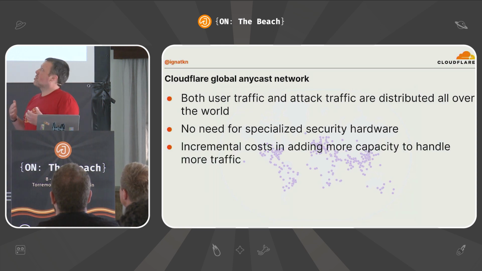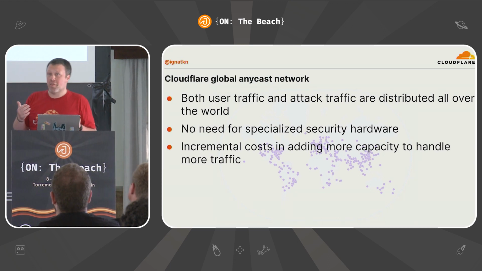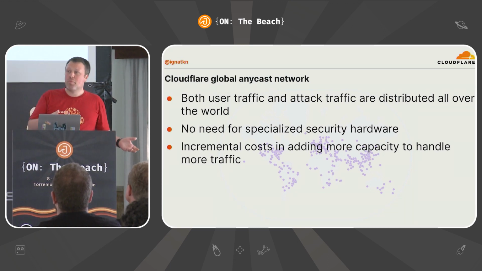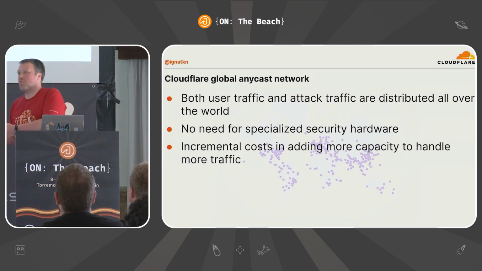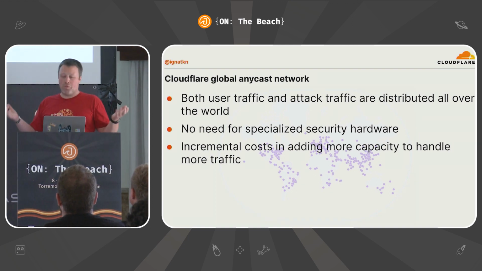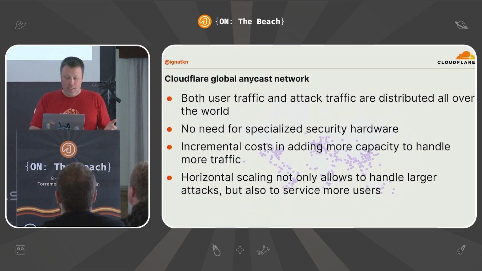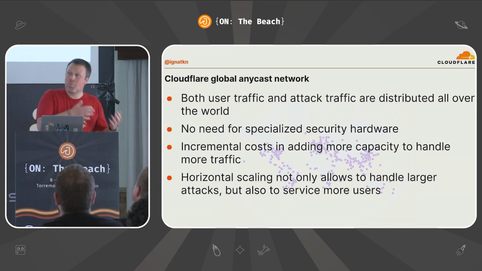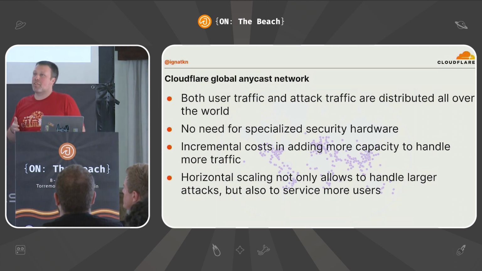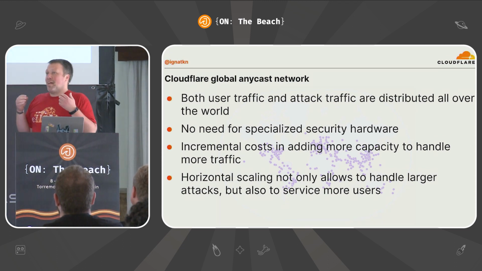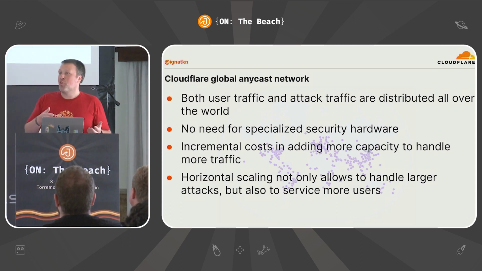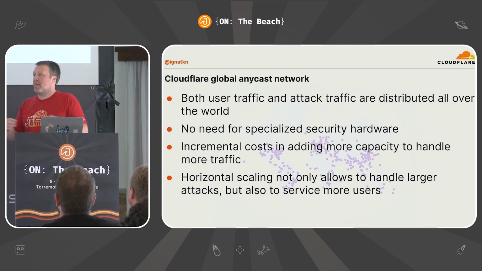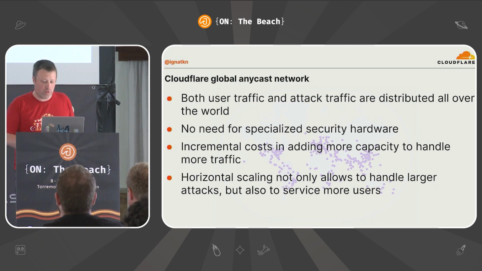And this gives us an incremental cost in adding more capacity to serve more traffic. So you just pop in a new data center, add servers to an existing data center, and it all naturally happens. And this gives us this horizontal scaling, which we can use to protect from global distributed attacks, but also as a side effect, we can serve more users, because just adding capacity gives us the ability to serve more users.